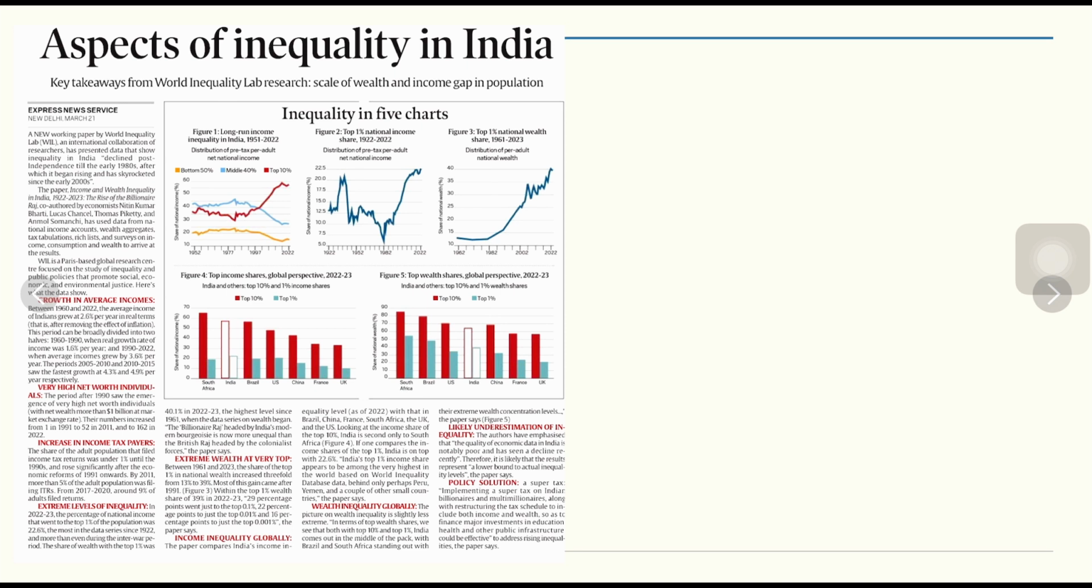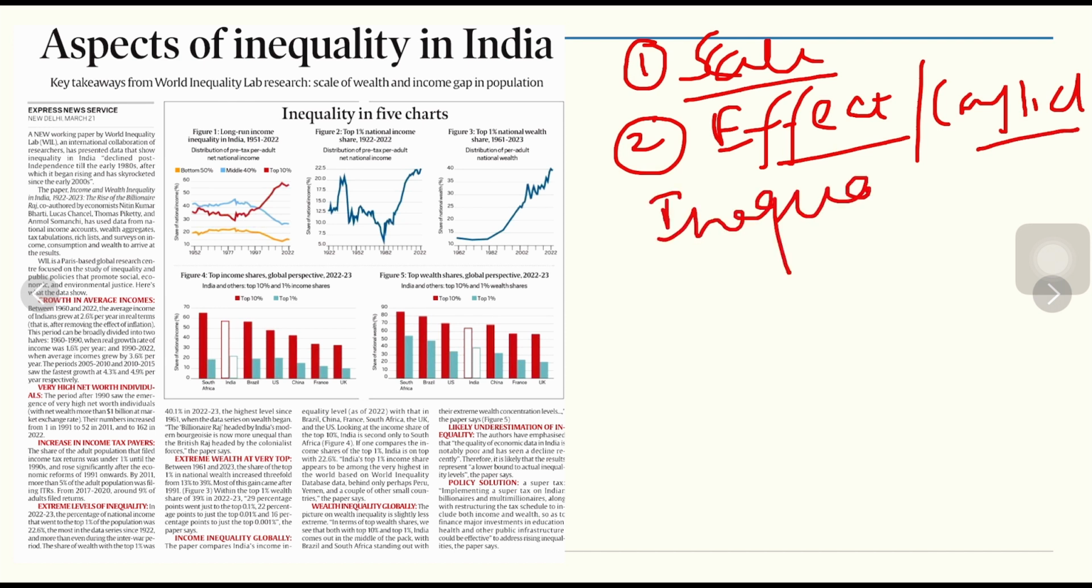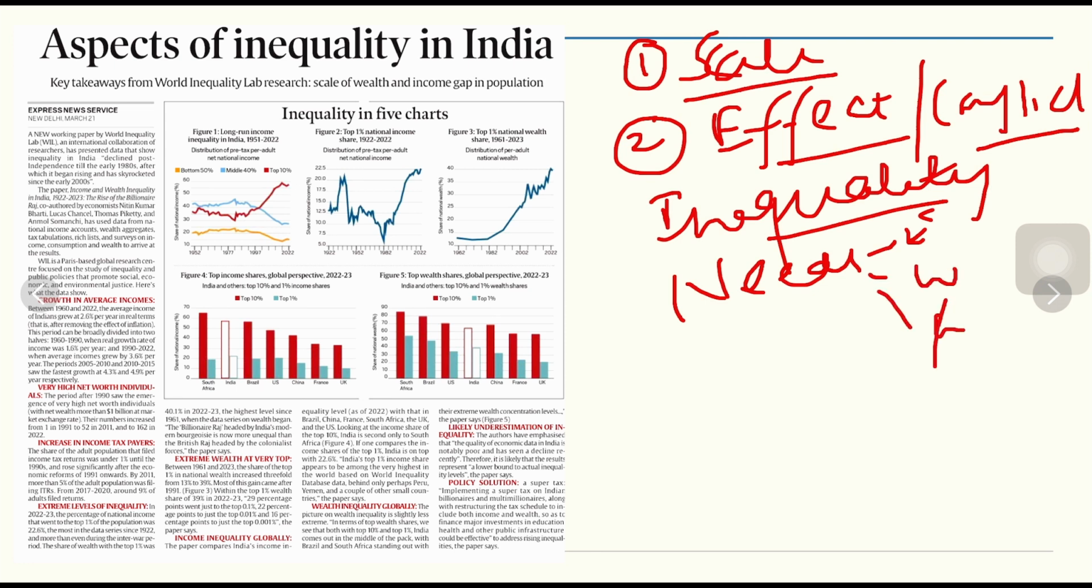Now when we talk about it, there is a new working paper on inequality. So how does inequality actually create problems? Number one, there is a scale of wealth and income gap across the population. It not only affects the world's peace but also gives rise to conflict among countries and across regions. Inequality reduces not only your spending capacity but also affects you in securing the basic needs of society, be it education, water, other resources or health.